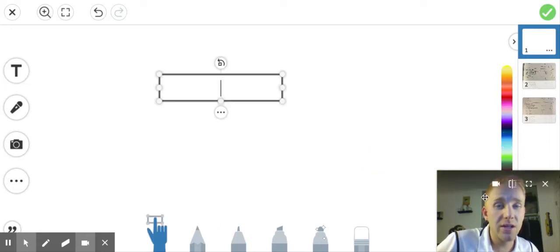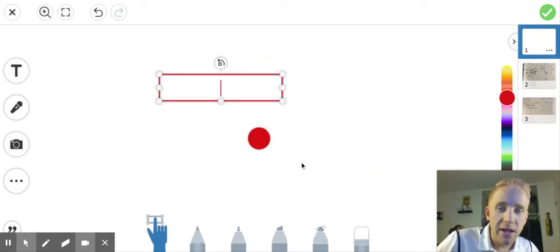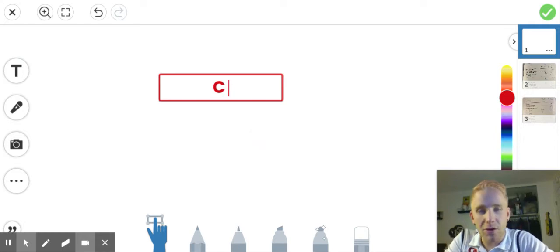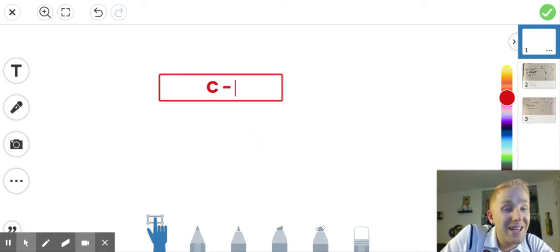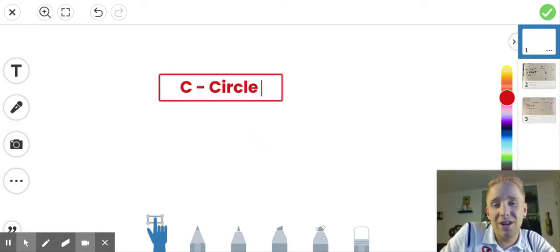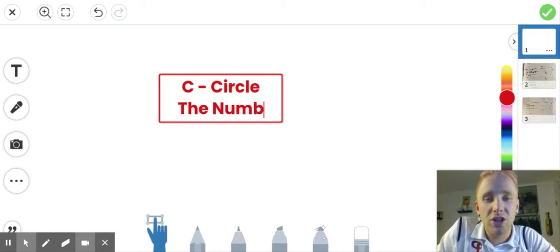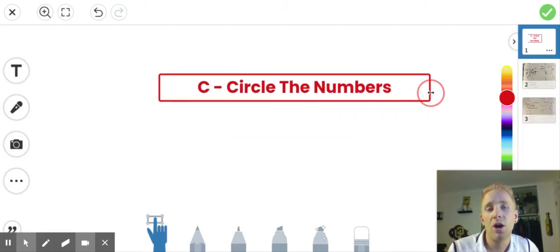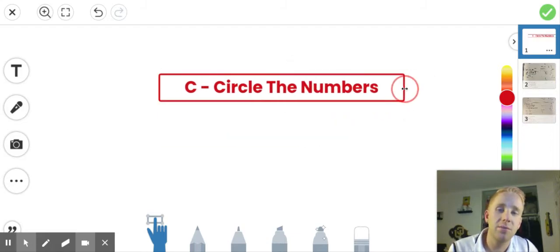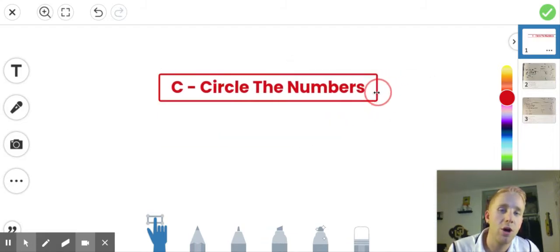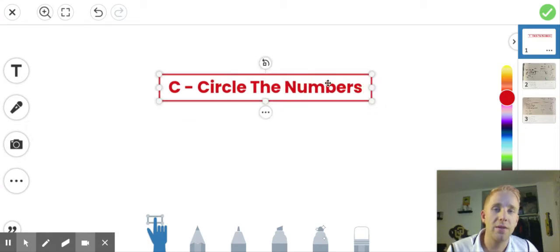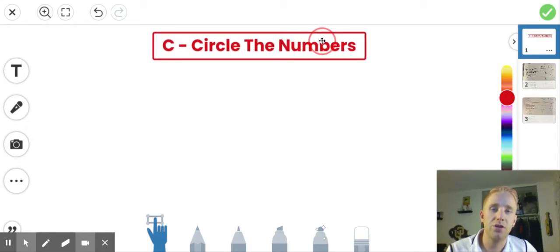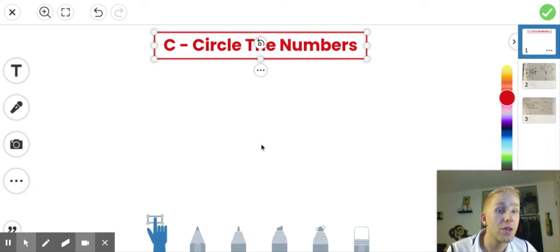So let's go ahead and start off with C. I'm going to go ahead and make it special color red there. C, remember it stands for circle the numbers. When we are circling the numbers, remember we are always looking for that biggest number so that we know, okay, if this is addition, if this is subtraction, where are my numbers going to go? What am I going to do with them? What is the big number? All of that. So I'm going to go ahead and drop in C, circle the numbers.